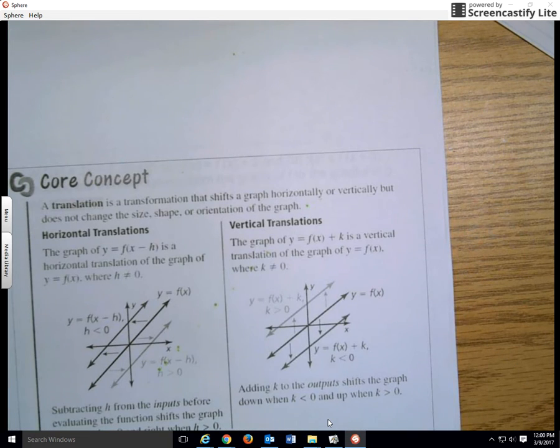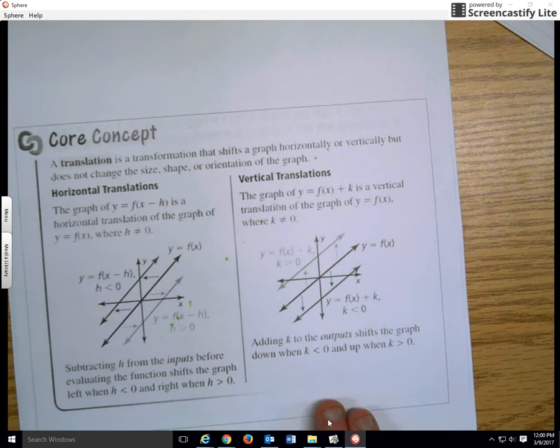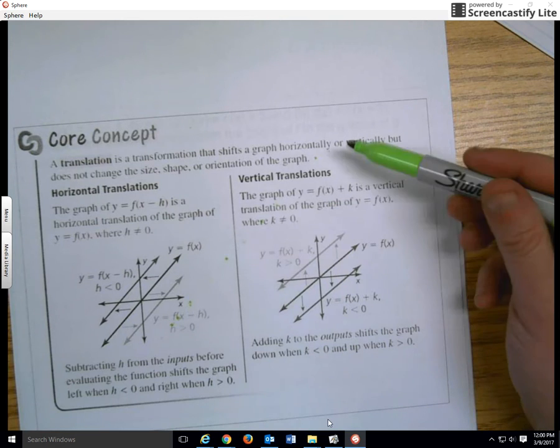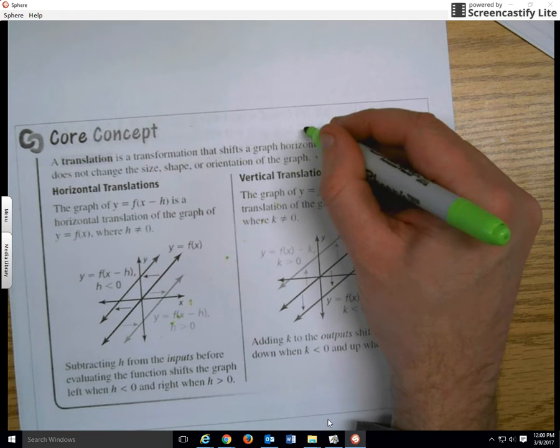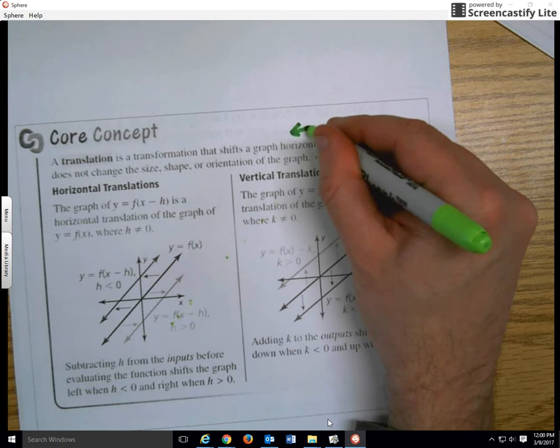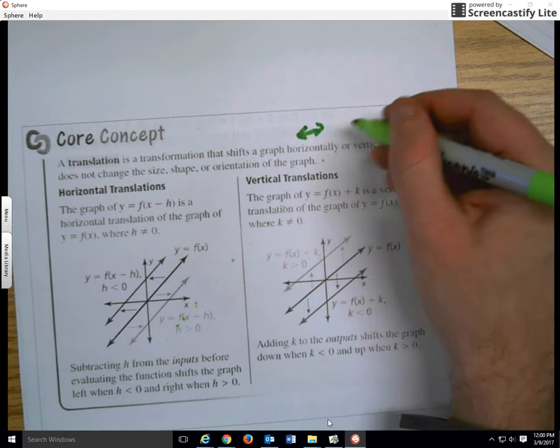So let's start with translations. A translation is a transformation that shifts a graph horizontally, meaning left to right, or vertically up and down, but does not change the size, shape, or orientation of the graph.